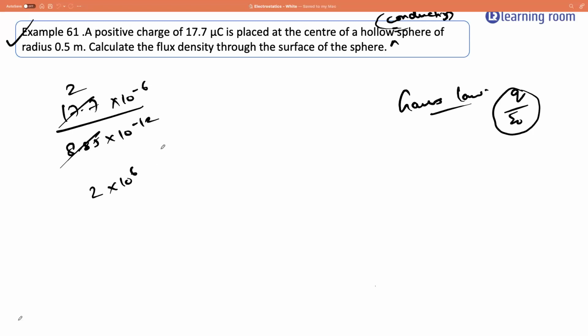Yes, sir. So it has nothing to do with the radius, because this kind of problem is also asked. Now they'll ask what would be the new flux if the radius is doubled? What will be the answer? Same. It will be the same because, according to Gauss law, the net charge enclosed by the surface is still the same, so it has nothing to do with the radius.